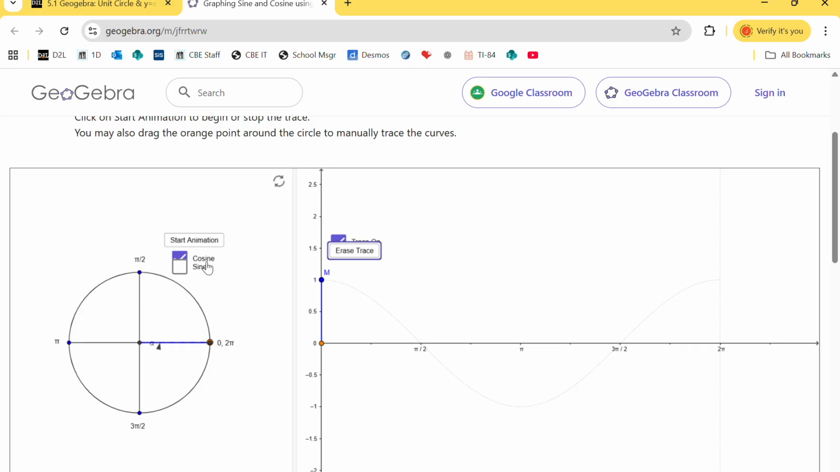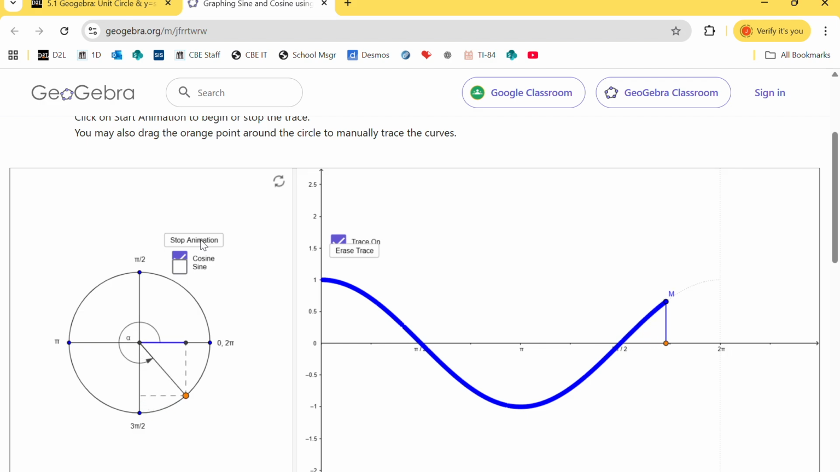So let's start over. Erase trace, I'll let the animation go. And there it is. Okay, reaching the minimum point, going back up, x is 0, and reaching the maximum point. Okay, and so on.